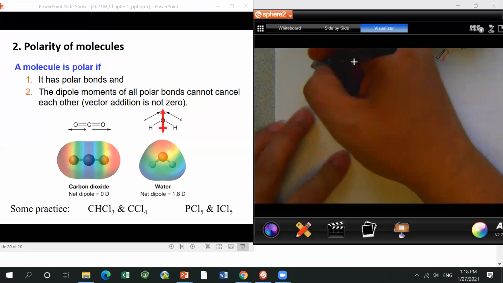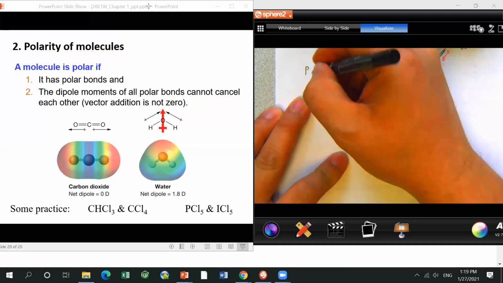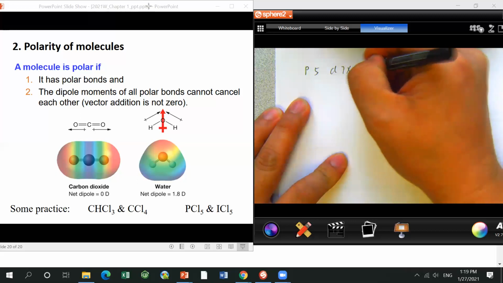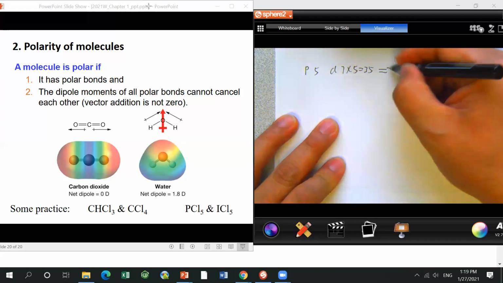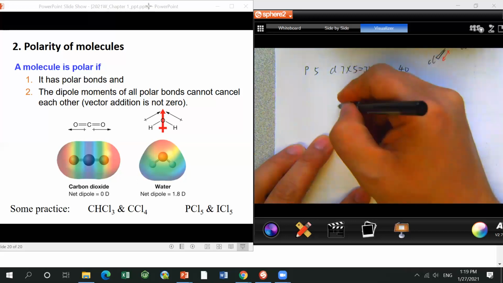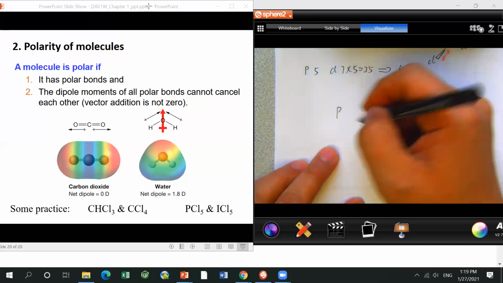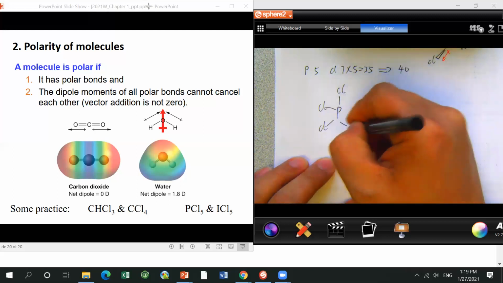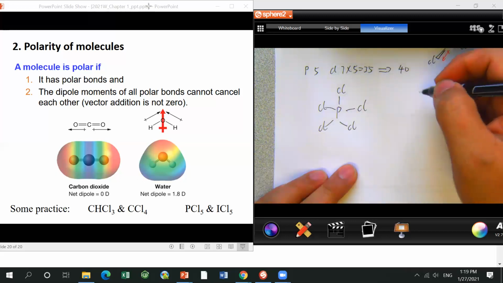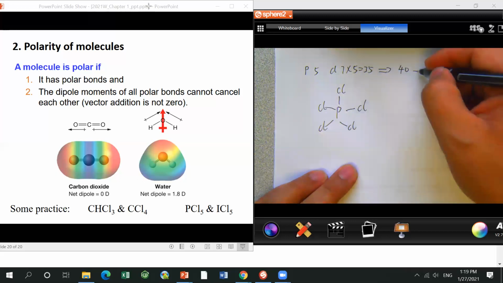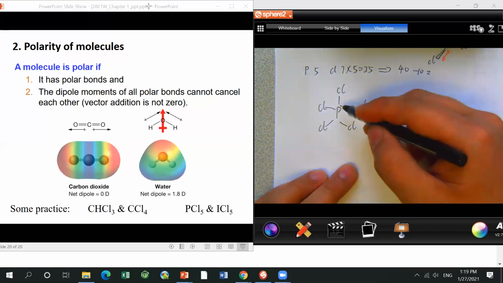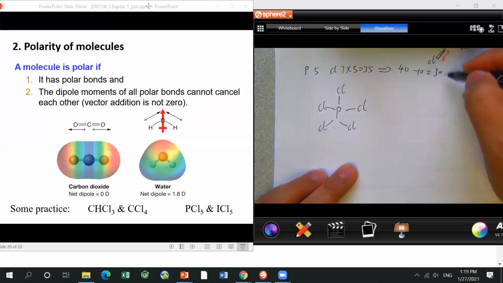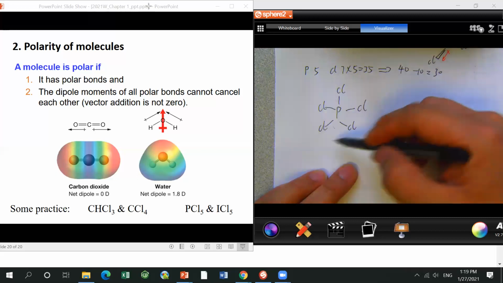You need to count the total valence electrons. Phosphorus has 5, chlorine has 7, and we have 5 chlorines, so that's 35. That gives you a total of 40 valence electrons. You put the phosphorus in the middle and draw the bonds connecting to all the chlorines. That uses up 10 electrons, because we have 5 bonds and each bond has 2 electrons, so 30 are left. You need to put these 30 electrons outside, on the chlorines.